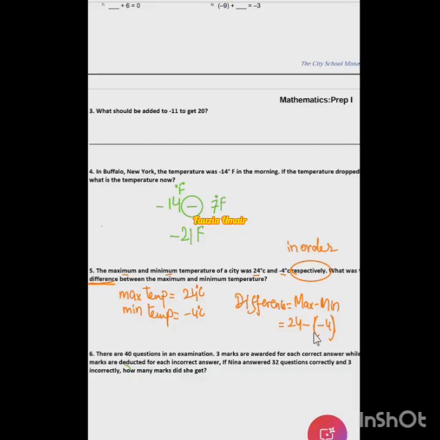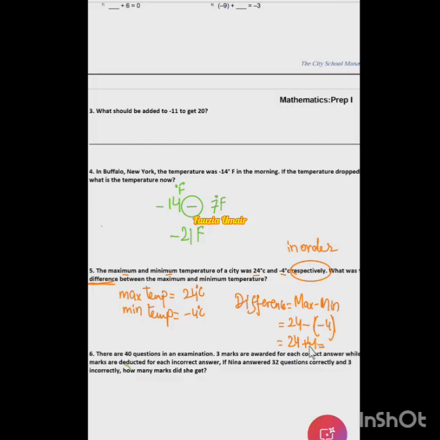Are you getting this point? Why are there two minus signs? Ma'am, because one is for the operation and one is for the number 4. That's right. One is with the number 4. So it would be 24 plus 4, right? Because when there's a minus sign outside the bracket, it will change the sign inside.